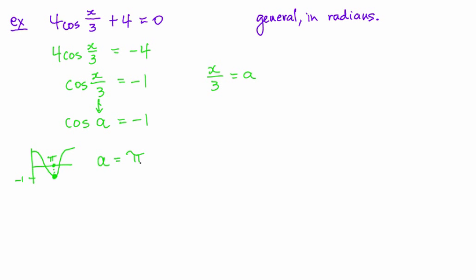But I don't want to solve this question in terms of A. I want to solve this question in terms of x. So x is, if x divided by 3 is A, then x, I multiply both sides by 3, is 3A. So that means x is 3 times pi, and 3 times pi is just 3 pi. Great, I have one solution. Now the question is, where are the other solutions? Well, we have to add the period. Well, that's easy. It's a cos graph.